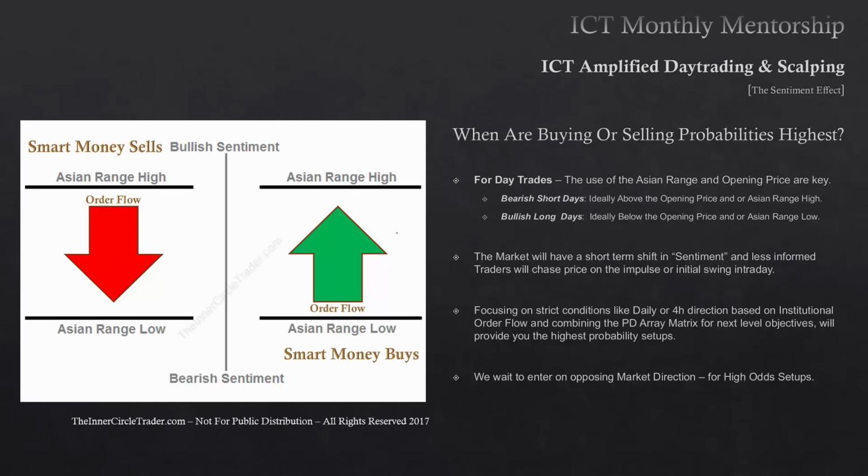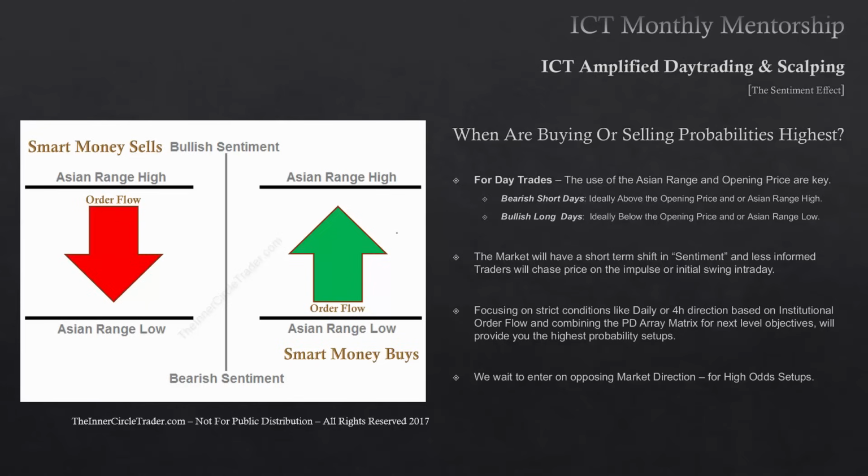Now, when we're looking at order flow that's bearish, on the example here in our chart on the left-hand side, if order flow from an institutional basis on a daily or 4-hour is suggested to be bearish or going lower, what we're looking for primarily is a move above the Asian range high and away from that opening price. Smart money sells above the Asian range high. When institutional order flow is bullish on the daily and or 4-hour chart, smart money buys below the Asian range low and below that opening price.